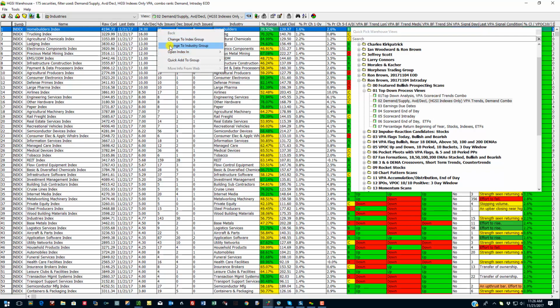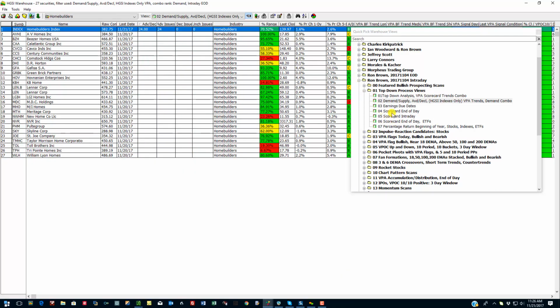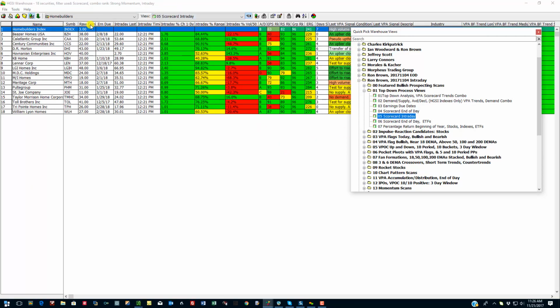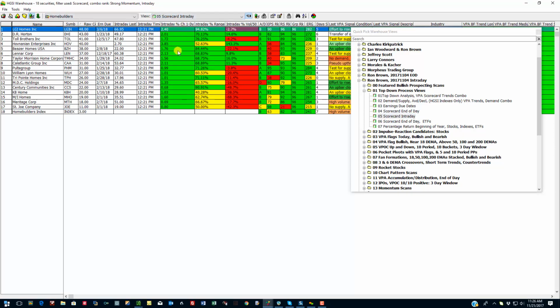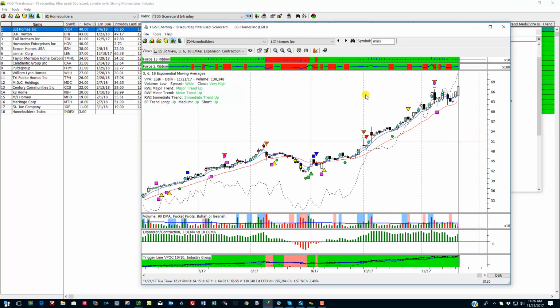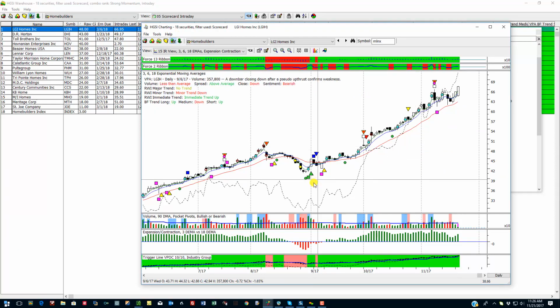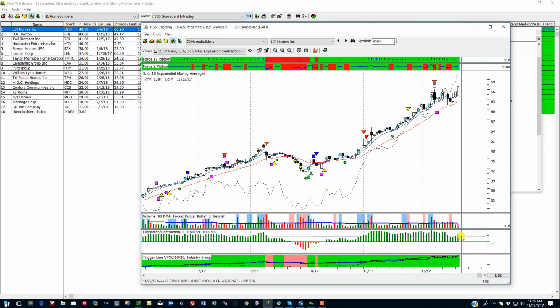But if you change to the industry group, and then I just dropped down to scorecard intraday, it will show me, based upon this same combo, where the strength is in this group. So you can get a very quick read of these stocks and which ones are performing best. Now this LGIH has been a great stock. It pulled back a little bit. Look at this momentum that it had down here. Pulled back a little bit, and it looks like it wants to go today.